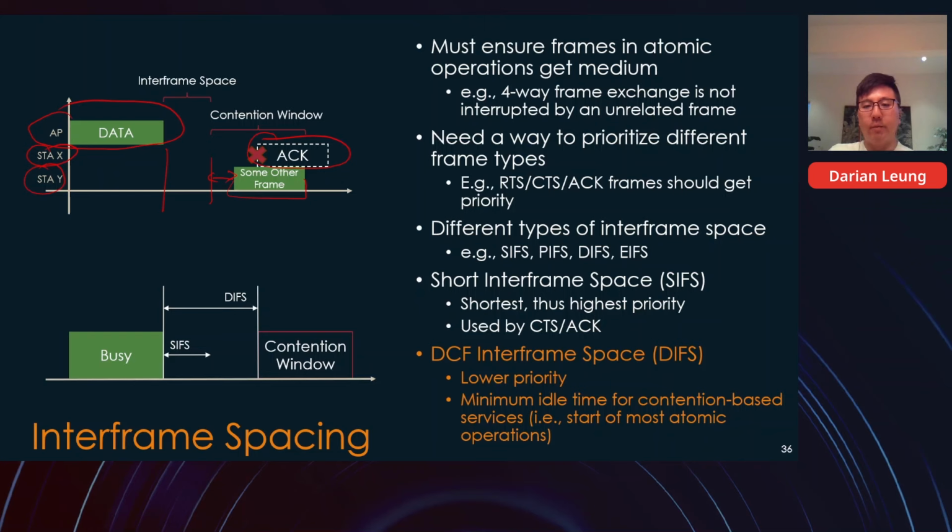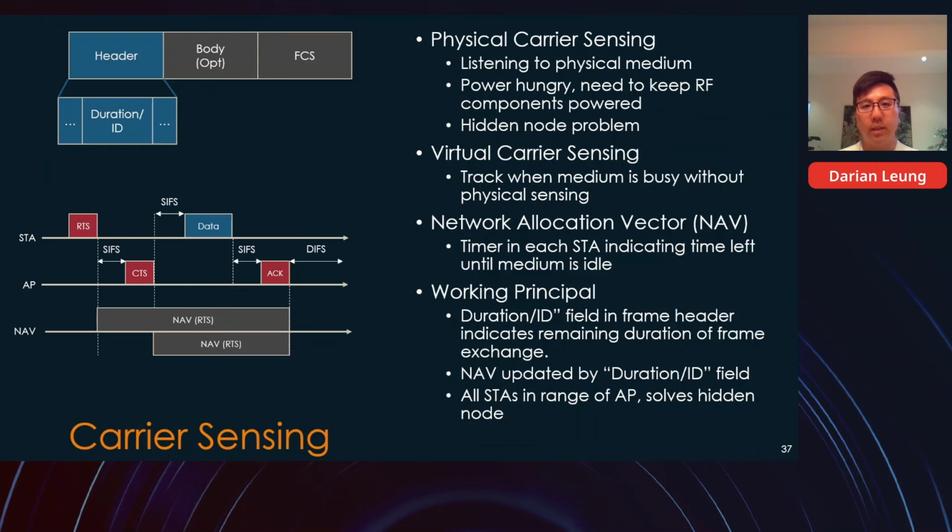This is a longer interframe space, followed by a contention window to allow for stations to contest for the wireless medium. This is typically used for the first frame of most multi-frame exchanges. The last medium access concept we have to cover is carrier sensing, which is the method used to determine whether the medium is busy or idle.